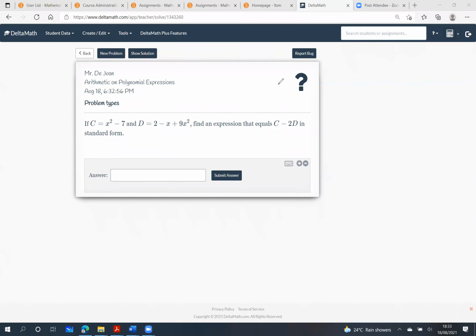So here we have C. And C, we're told, is going to be x squared minus 7. That's what C is. Minus 2 brackets, what's our D? 2 minus x plus 9x squared.